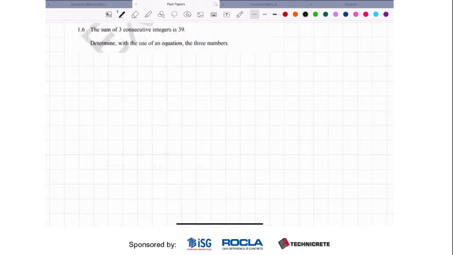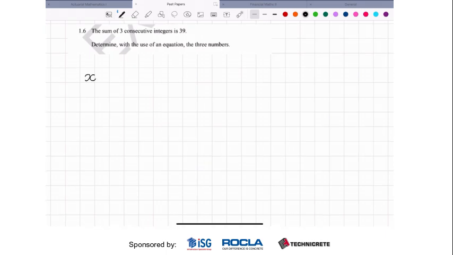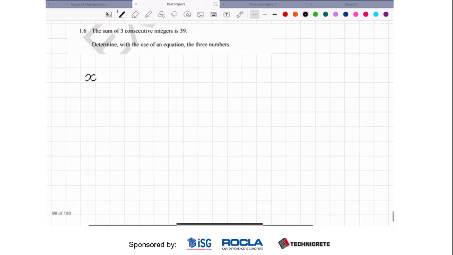Then 1.6, I'm told that the sum of 3 consecutive integers is 39. Determine with the use of an equation the 3 numbers. So if I've got consecutive integers, that means that the first one is a number that I don't know, we can call it x. Then the next one is going to be x plus 1, because it's an integer and it's consecutive. And then the one after that is going to be x plus 1 plus another 1, so it's x plus 2.